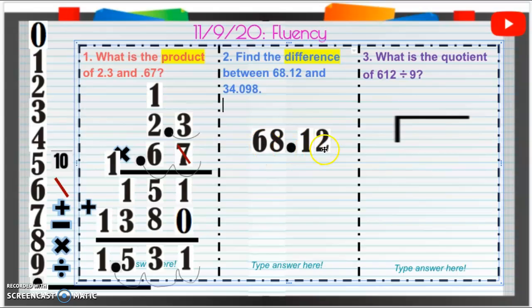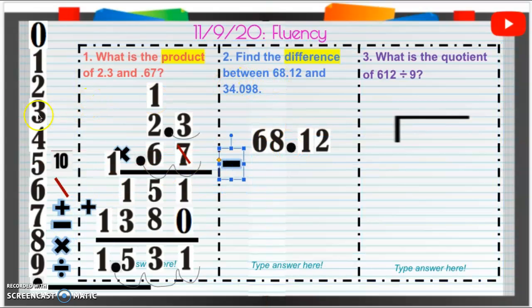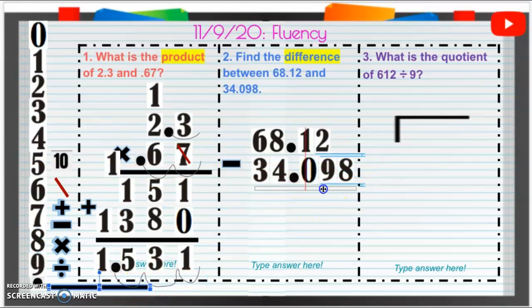So 68 and 12 hundredths minus 34 and 98 thousandths. We are going to line up our decimals. Here we go. 34 and 098. Alrighty. Now, with these, we are going to subtract. Let's put a placeholder 0 over here so that we can subtract properly.